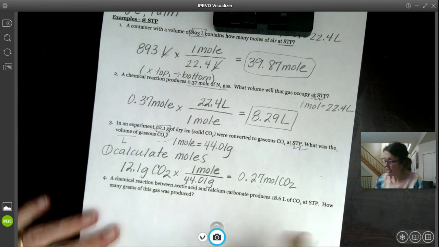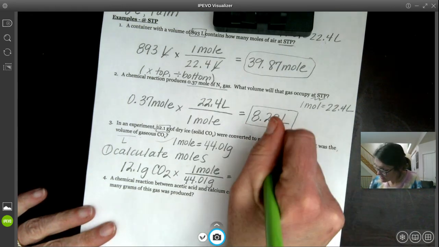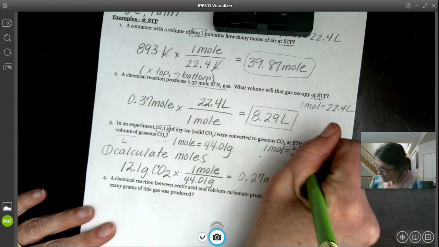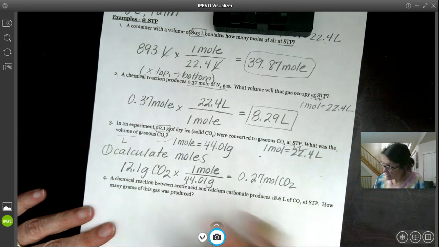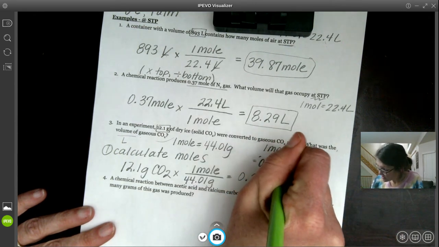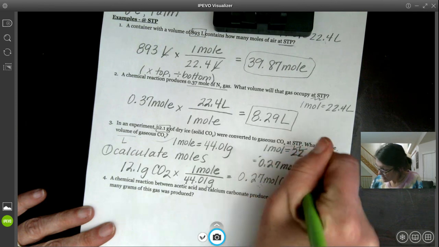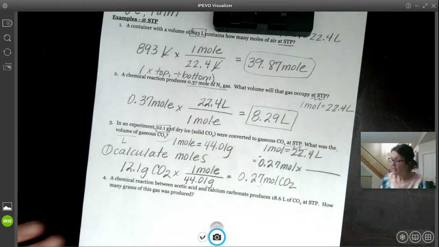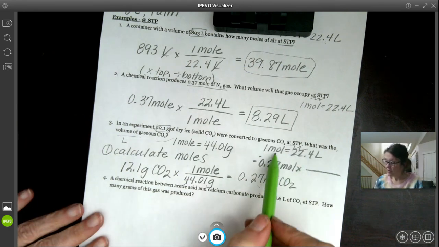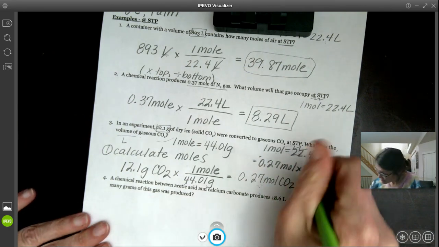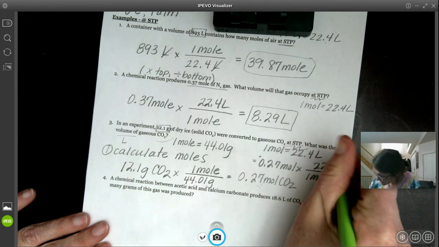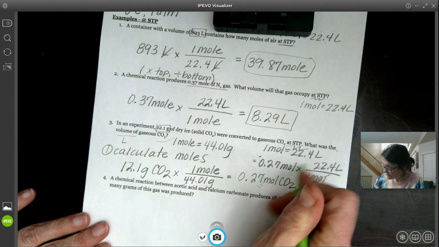So we have to do a second calculation. This time we're going to use the fact that 1 mole of any gas is equal to 22.4 liters. So I'm going to take my 0.27 moles and multiply it by that new conversion fact so that I can get rid of moles and have liters. So I'm going to take my 1 mole and put it on the bottom and the 22.4 liters on the top, right?